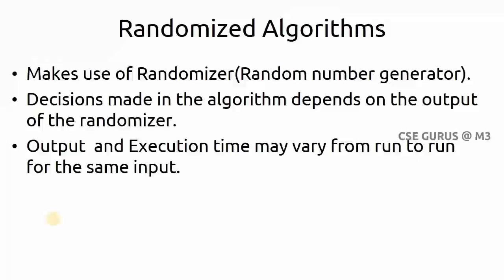Coming to today's topic, that is randomized algorithms. This is one type of algorithm that follows the concepts of probability, that is probabilistic analysis. So what does probability mean? Simply, probability is an expectation, expecting something.